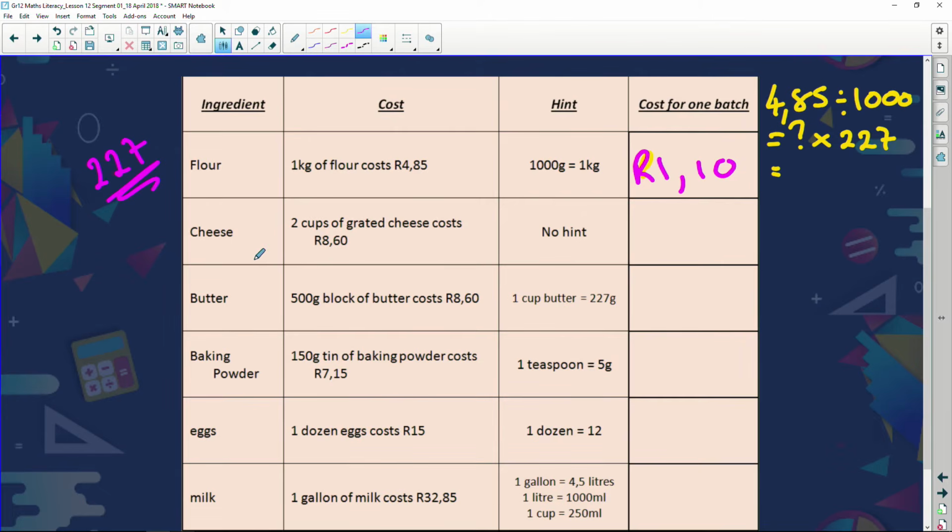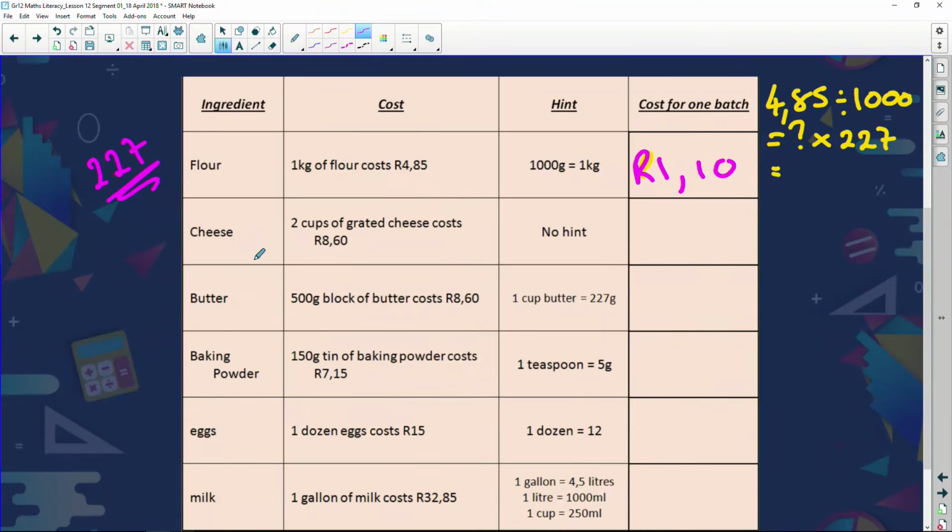Okay. Now, cheese. We go to the store. I say, I want to buy grated cheese. They say, cool. We sell it in an amount, and in that amount, there is 2 cups worth of cheese. And I say, well, that's cool, but actually I only need 1 cup of cheese. So although I'm paying R8.60, all I'm going to do is take that R8.60 and I'm going to divide it by 2 because I only need 1 cup of cheese. And we know that R8.60 divided by 2 is going to give me R4.30.